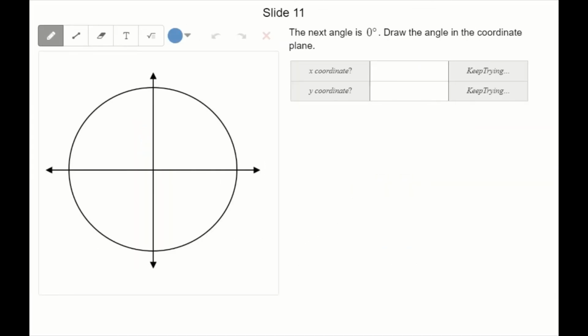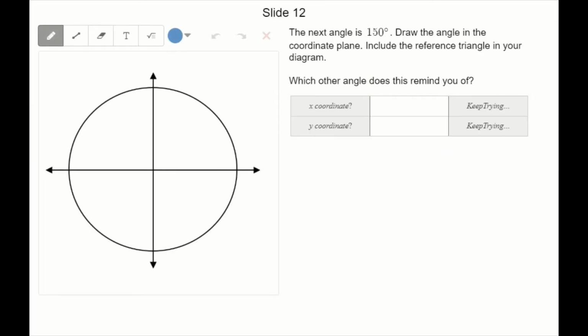This is one of the easier ones. The angle is 0, right? So we're just literally going from here to here, and that's it. What is the x-coordinate? Remember, this is 1. That's the radius of the circle. And the y-coordinate is 0 because it didn't go up anywhere.